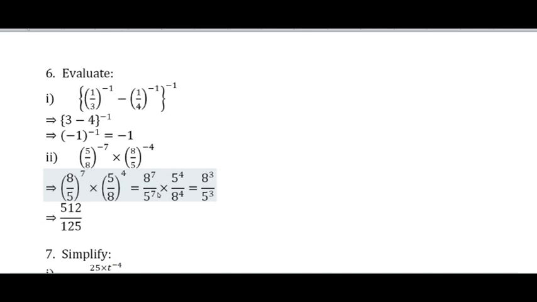Then 5 to the power 4, cancel out 5 to the power 4 from this 5 to the power 7, you will have 5 to the power 3.